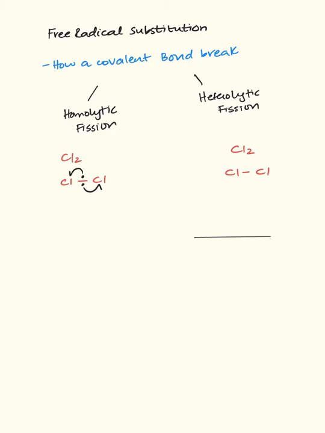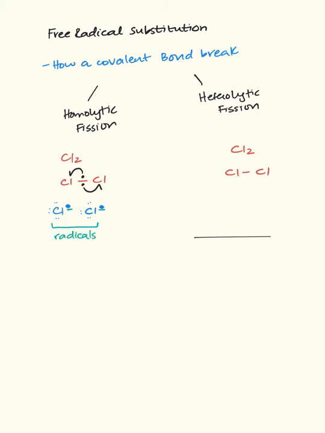Chlorine belongs to group 17, so it will now have 7 electrons in its outermost shell because it got its electron back and the bond broke. So 1, 2, 3, 4, 5, 6 and 7. This Cl also will have 7 electrons. This one electron right here is unpaired, and this won't be called a chlorine atom. These will be called chlorine radicals.